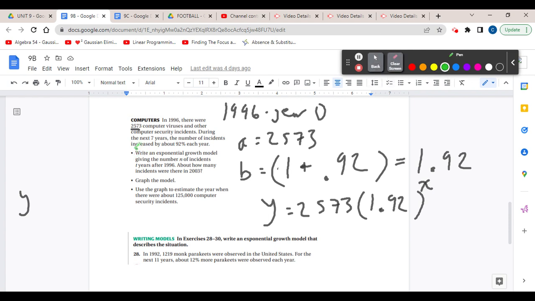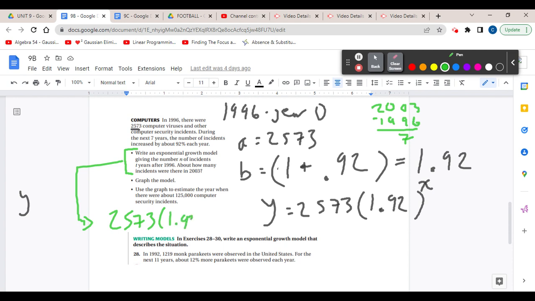So they ask us here, write a model given the number of incidents N, T years after 1996. About how many incidents were there in 2003? Well, 2003, how many years is that? 1996 is year zero, so 2003 is going to be 7 years. So for the number of incidents in 2003, we'll do 2573 times 1.92 to the 7th power.